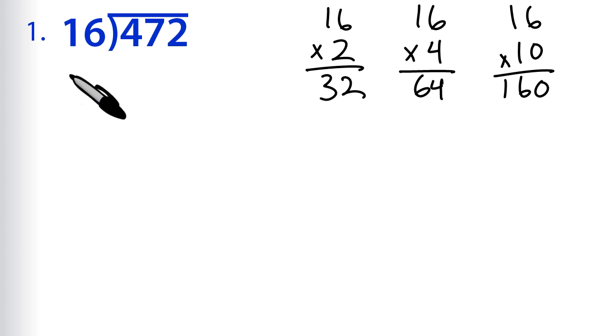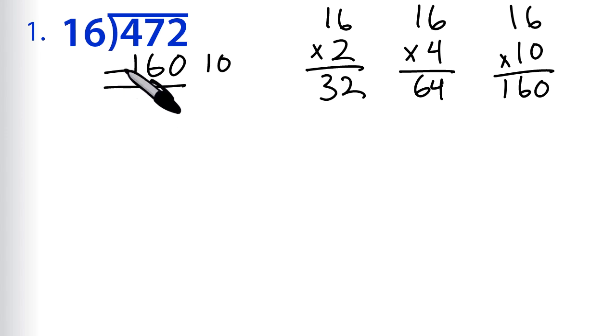So let's start getting the answers here using these multiples. So for the first one, what we still have is 472. We still have the whole amount. So we'll use our biggest multiple here. We'll use our multiple of 10. So we'll write 10 right here, and then we'll put 160 underneath what remains, which when we're starting is the whole amount, and then we subtract that. So 472 minus 160 is 312.